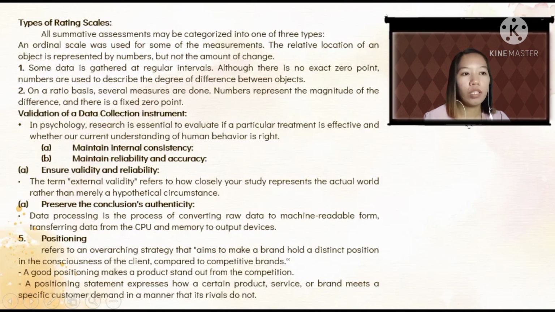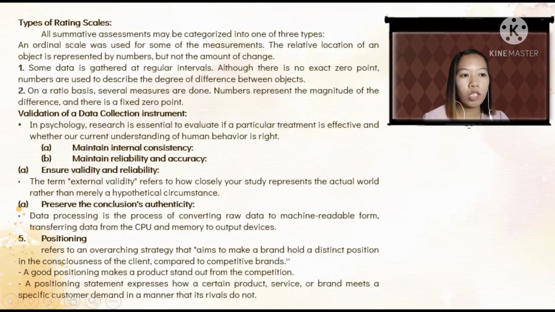Some data is gathered at regular intervals. Although there is no exact 0 point, numbers are used to describe the degree of difference between objects. 2. On a ratio basis, several measures are done. Numbers represent the magnitude of the difference, and there is a true 0 point. Ratios can be worked out. Some examples are age, income, price, expenses, sales revenue, sales volume, and market share.